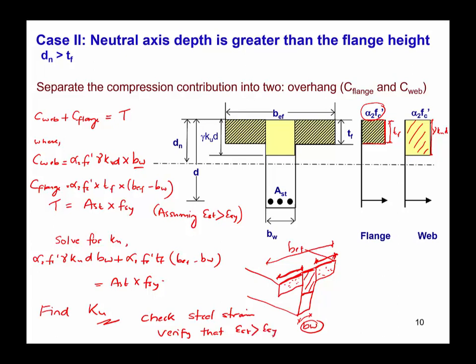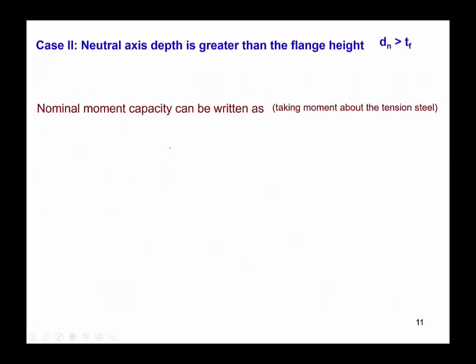If it is not verified, then you have to go and change it into the compression failure mode like what we did before. So even for the case 2 section, as we can see here, we can easily find the neutral axis depth and check whether our tension assumption is correct or not. And then the second step, once it is verified, is to find out your ultimate moment capacity, which is the same as before, but we have two forces here.